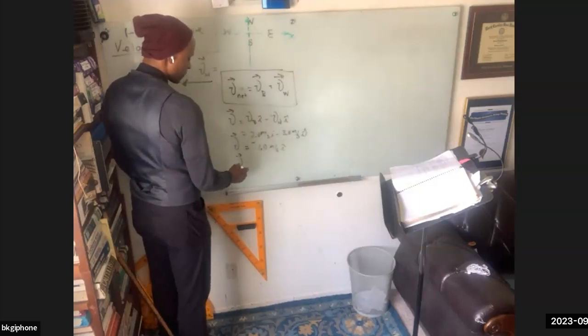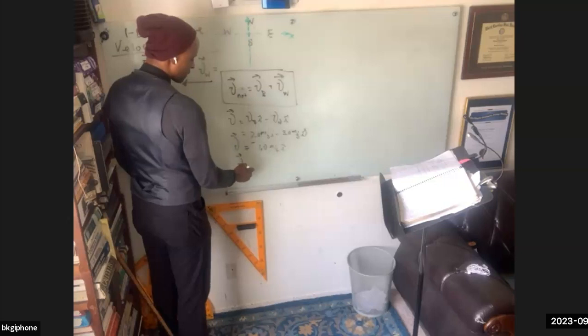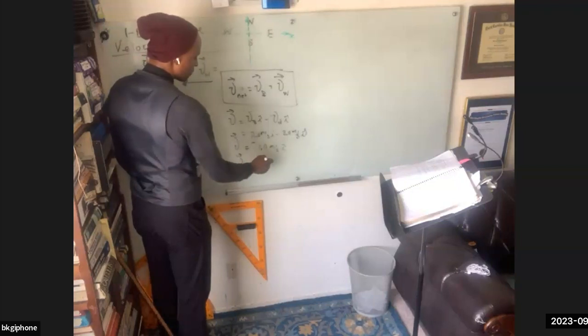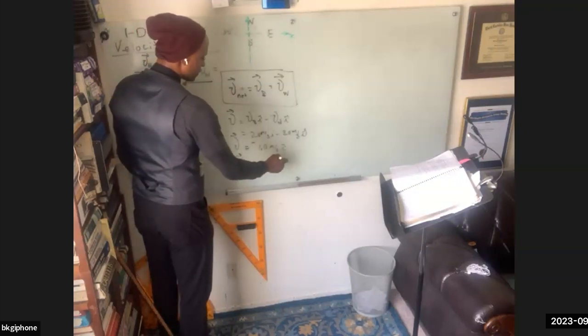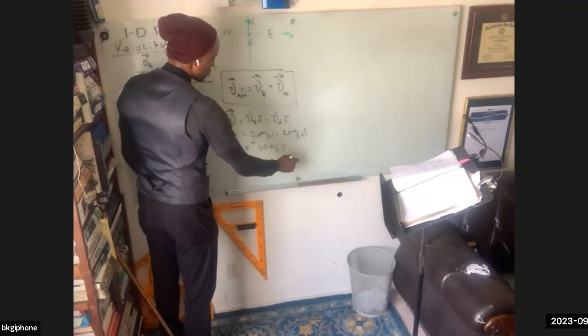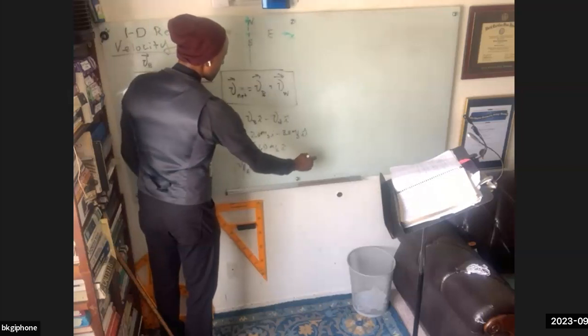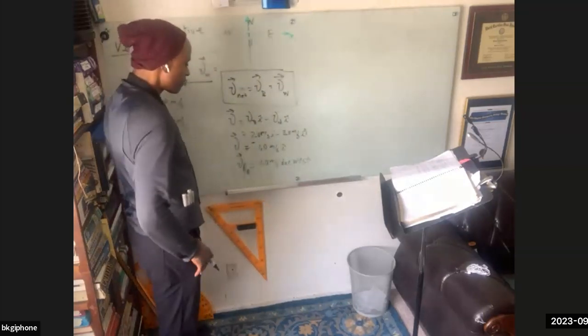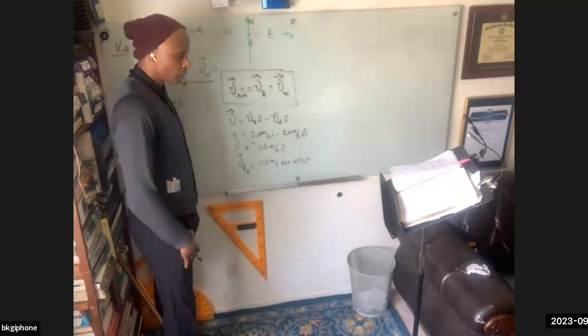So the resultant, I'll say VBR, meaning the resultant velocity of the bird, is 1 meter per second due west. That's it. That's relative velocity.